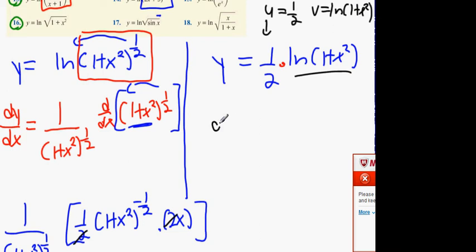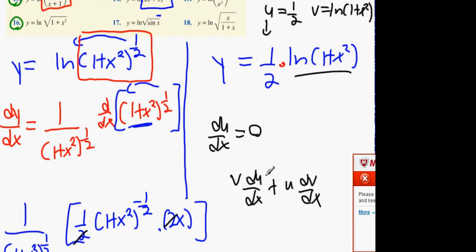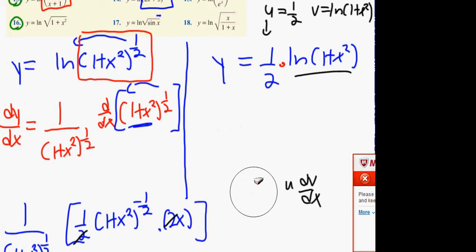When you differentiate a half, you get 0. So the v du dx part disappears. Do you understand? It's v du dx plus u dv dx. So the v du dx part disappears because it's always going to be 0 because it's a constant. And you're just left with the number that comes in front by the derivative of the second one. And that's why I've been doing it that way all this time.